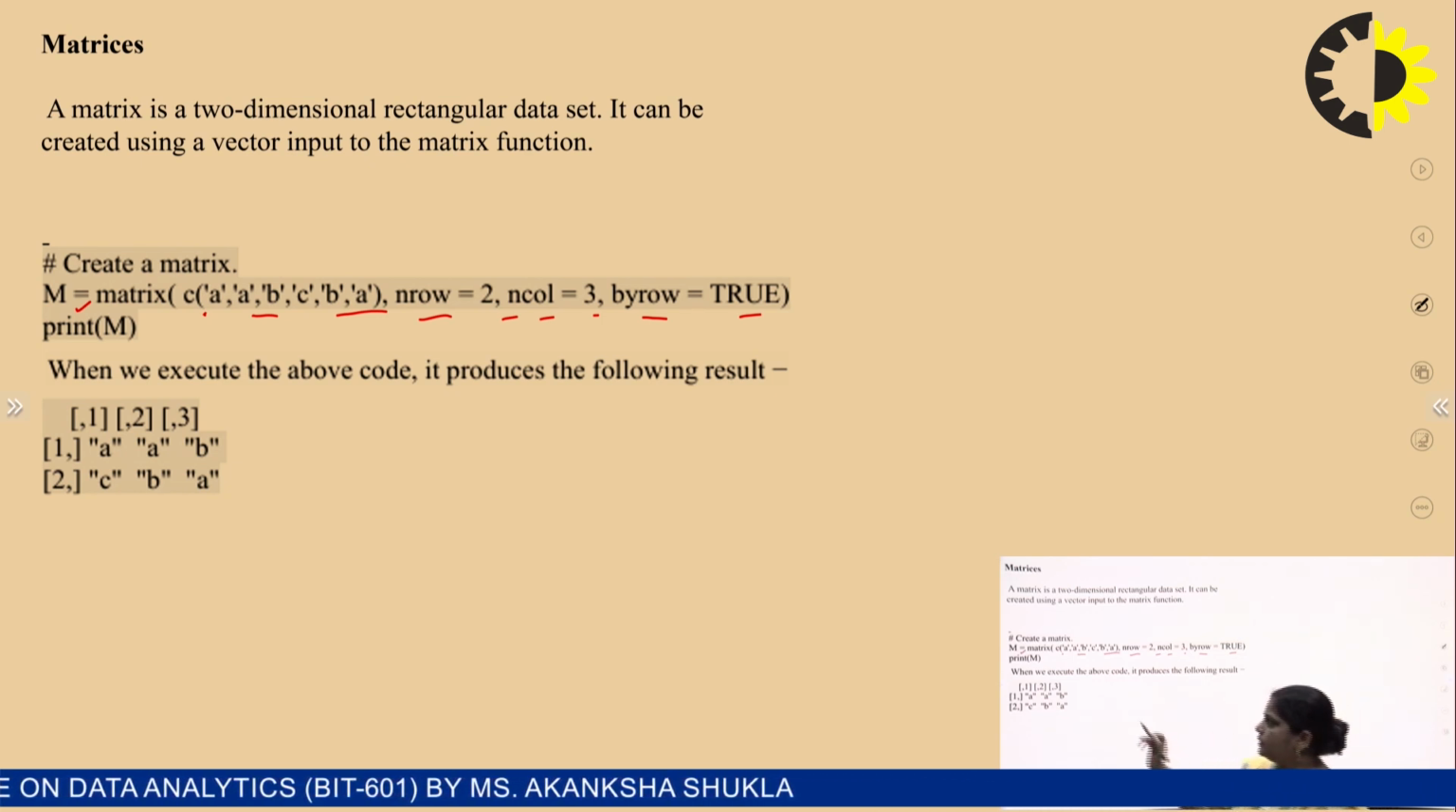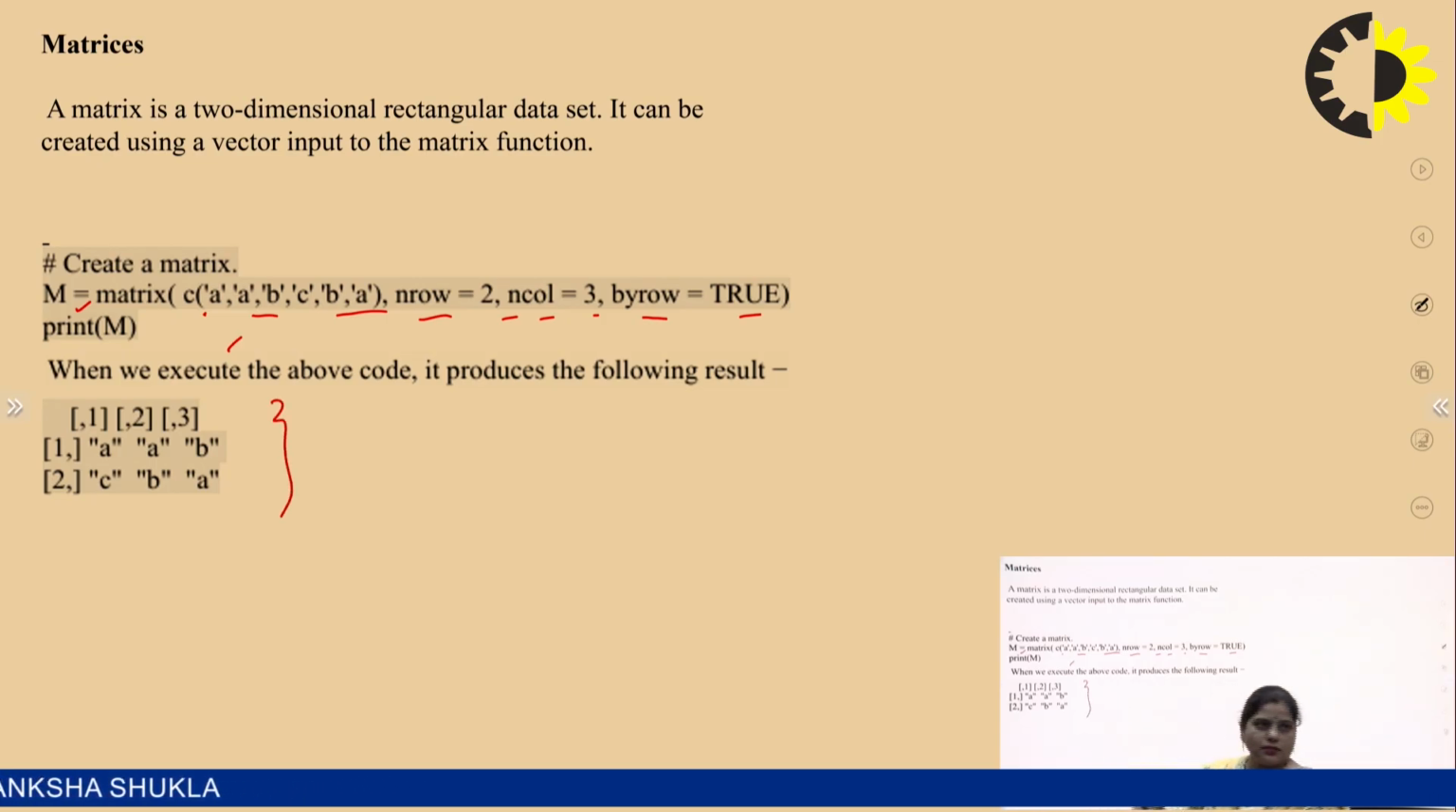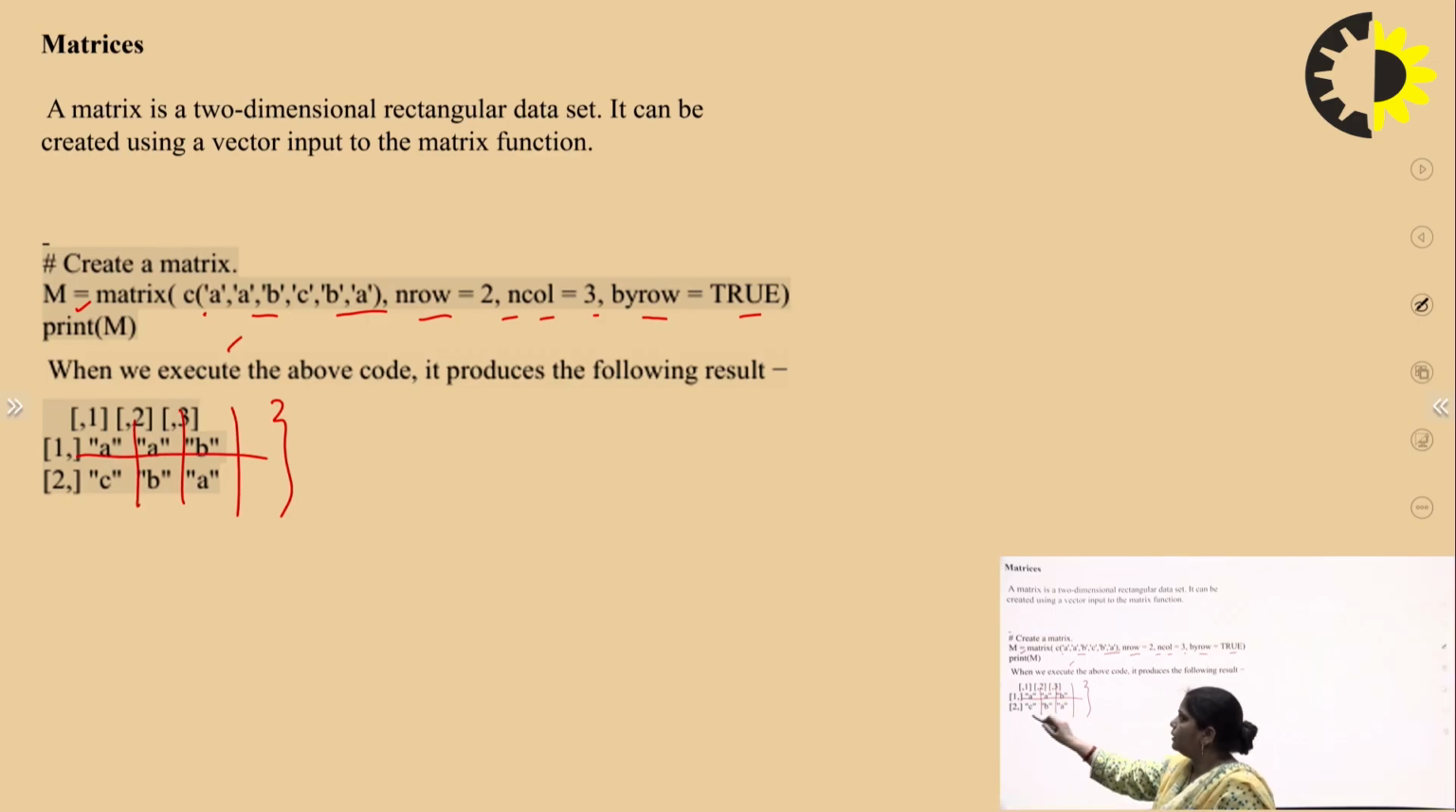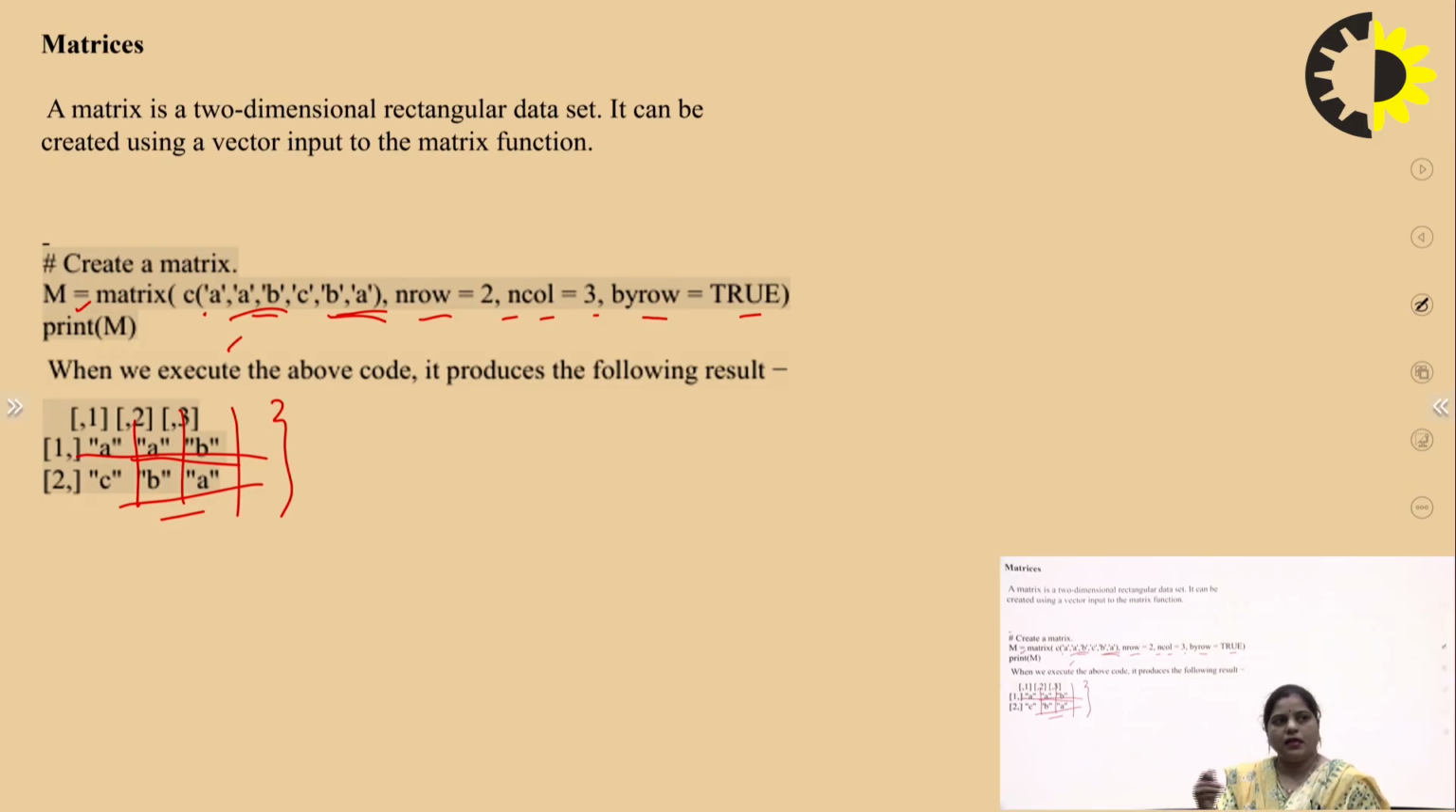And when we print this matrix and execute the above code, the result is produced. Here we can easily see that the columns are 3 and the rows are 2. The first 3 elements are put in the first row, and the next 3 elements are put in the second row. So these are the simple methodologies which can be used in the R language for providing basic R objects.